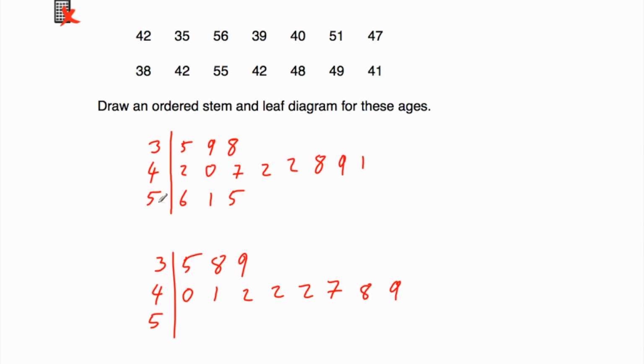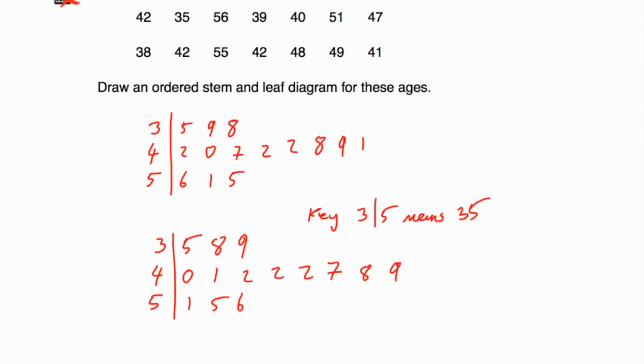Fantastic. And finally, our 50s row, we had 56, 51 and 55. So it's going to be 51, 55 and 56. Put them in order. So that is our ordered stem-leaf diagram. So let's put our key. So let's write key. And we've got 3 line 5 means 35. And that's it. So that is our ordered stem-leaf diagram for those ages.